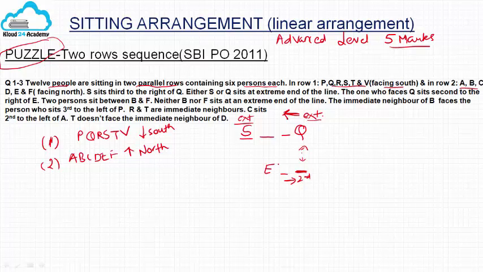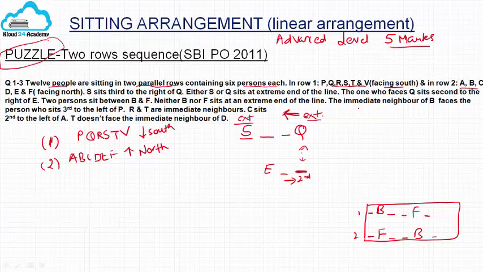Two persons sit between B and F. So it will be like this, either this or F dash dash B. Two persons are sitting between B and F. Neither B nor F sits at an extreme end of the line. So neither B nor F are at the extreme. So the extremes will be filled with some other person. So they are in the middle. So these cases are possible, 1 or 2.